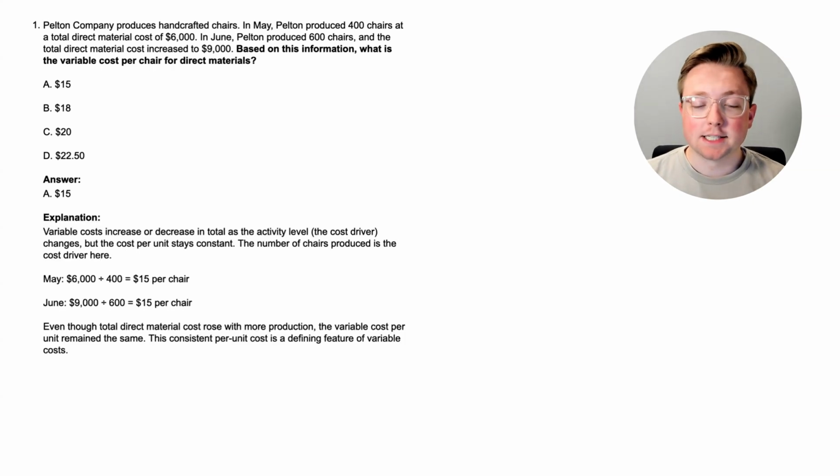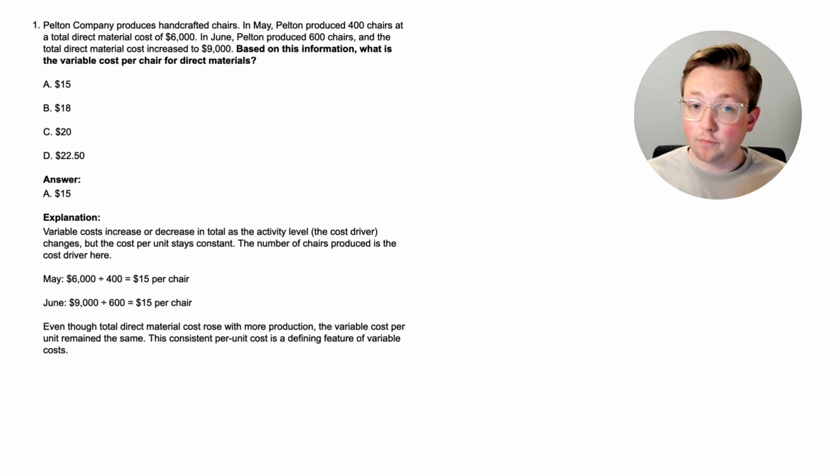All right, here we are. The answer is A, $15. So that is the amount of variable cost or direct material variable cost in this question. So let's go through it. Variable costs increase or decrease in total at the activity level based on the cost driver changes, but the cost per unit stays constant. The number of chairs produced is the cost driver here. So however many chairs are produced, that's going to be the thing that raises or lowers the total cost.